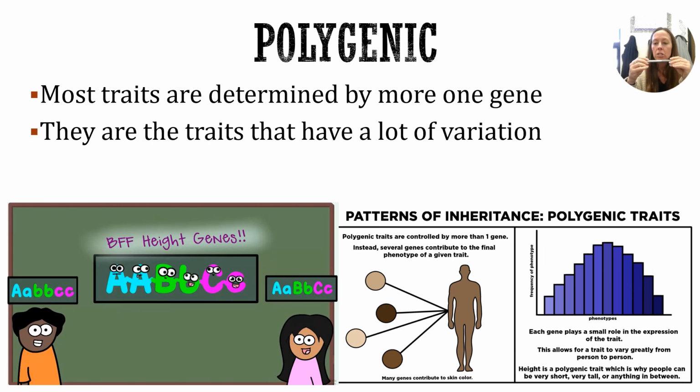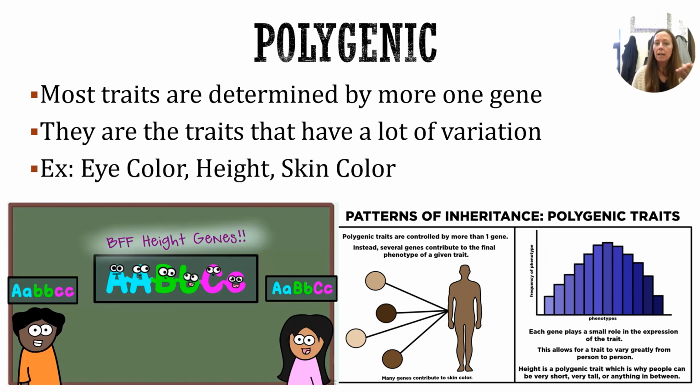The traits that are polygenic are going to be traits that have variation. If you look around the classroom or around the general population, we see people who have different variations of things. So not dimple in your chin or no dimple in your chin, not hitchhiker's thumb or non-hitchhiker's thumb, but things that are kind of in between. Skin color, eye color, and height are all polygenic, right? So eye color, height, skin color. There you go.